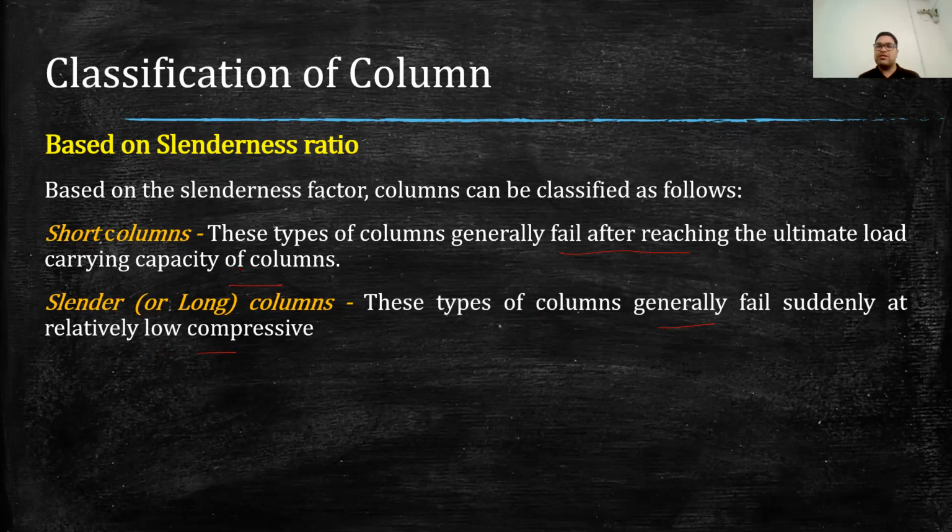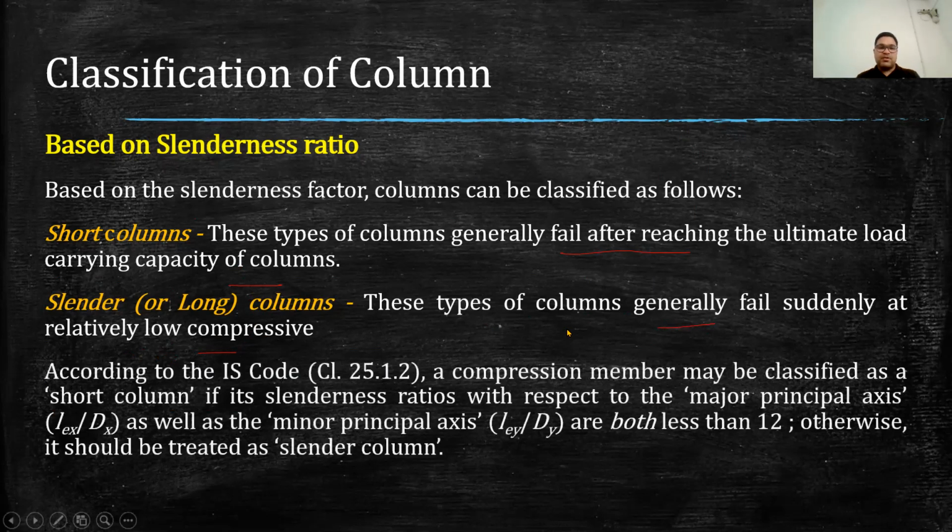So the IS code has recommended some values, and now we will see that. As per this clause of the IS code, a compression member may be classified as a short column if its slenderness ratio with respect to the major principal axis, say LEX by DX, as well as the minor principal axis, LEY by DY, are both less than 12. In other words, if the value of the slenderness ratio is less than 12, then we classify the column as a short column. Otherwise, it will be a long column.